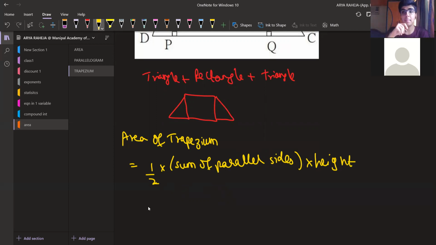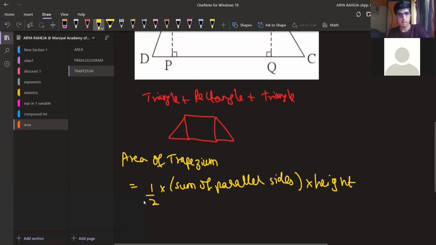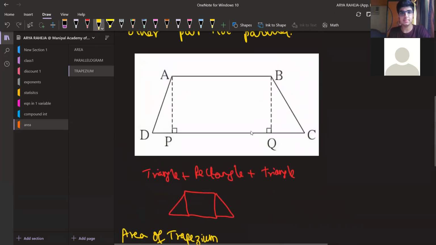First, sum means the addition. Sum means addition, product means multiplication. So sum of parallel sides, you need to add the lengths of the parallel sides. So now let's see. In this trapezium, can someone tell me which are the parallel sides over here? Which are the parallel sides here? A, B, P, correct. Q.